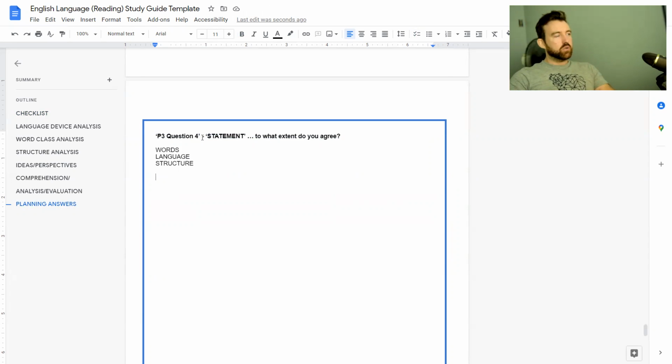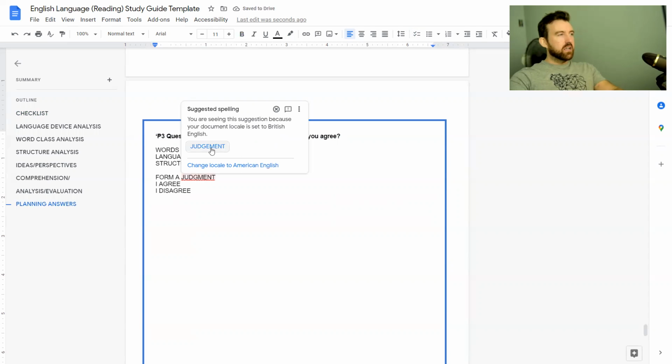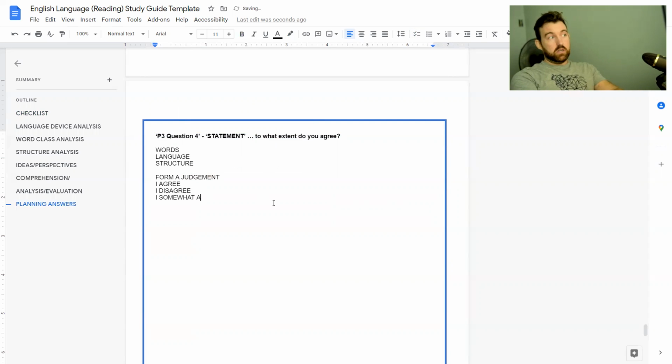They're called evaluation questions. Now, as the name evaluation doesn't suggest at all, actually, what you need to do in an evaluation question is form a judgment. And what that means is obviously you have to say either I agree or I disagree, or for most people, I would recommend that you go with I somewhat agree or I somewhat disagree, okay?